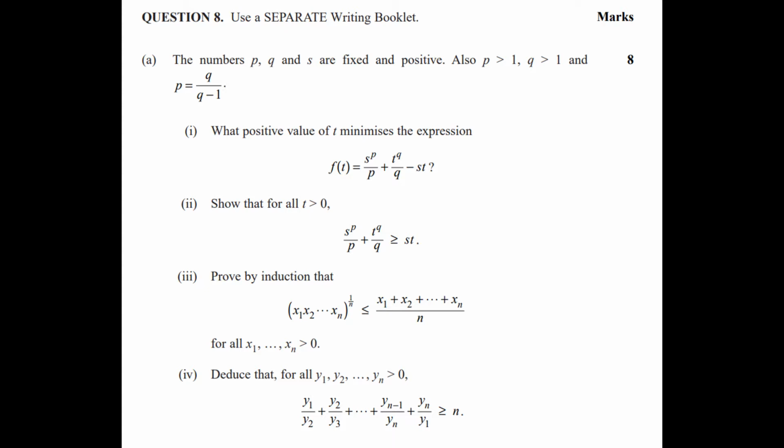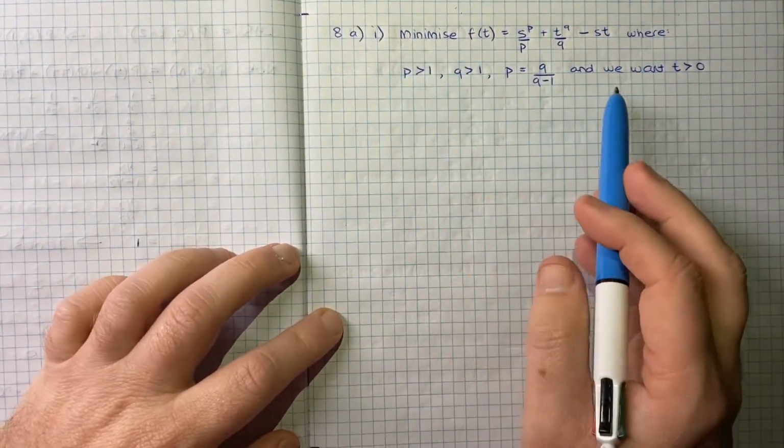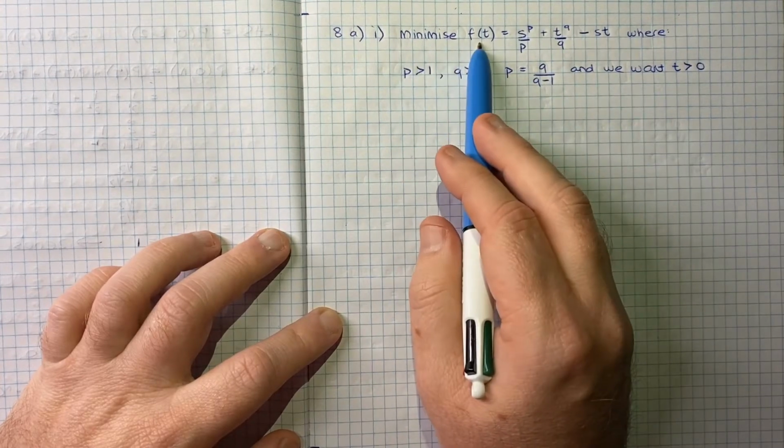So the question has 4 subparts, and what I'll do is I'll look at each subpart in a separate video. For this video, we'll look at part 1, which asks us what positive value of t minimises the expression f(t) equals s to the power of p on p plus t to the power of q on q minus st. So that's what we'll take a look at now. What I've done is I've just written up what we're dealing with. So we want to minimise this function.